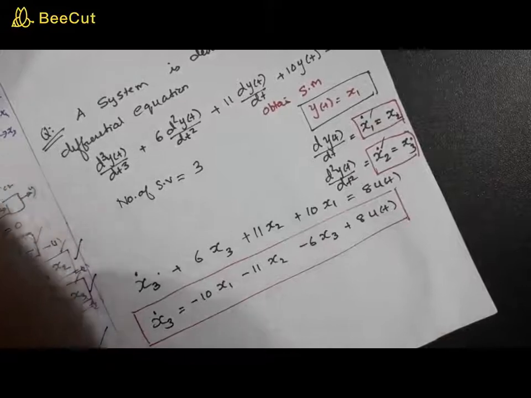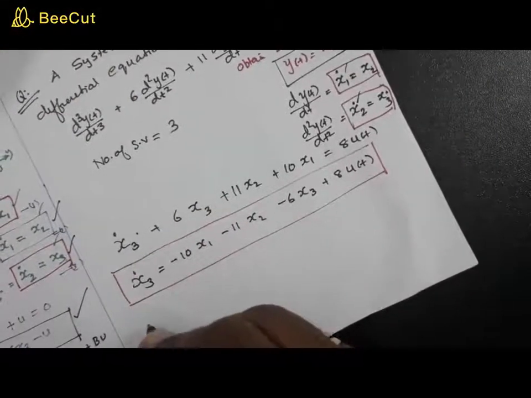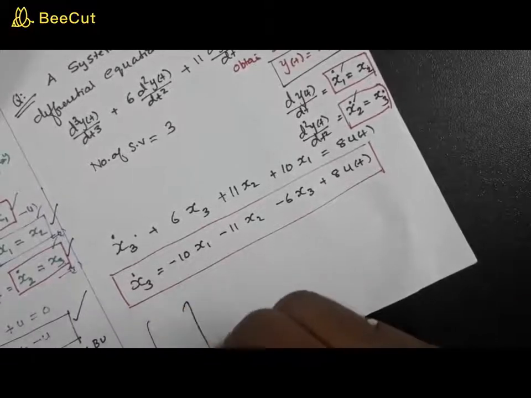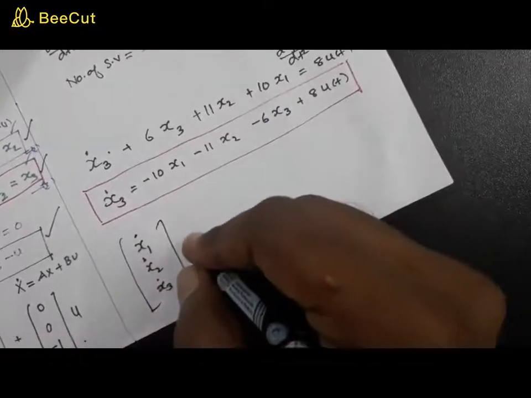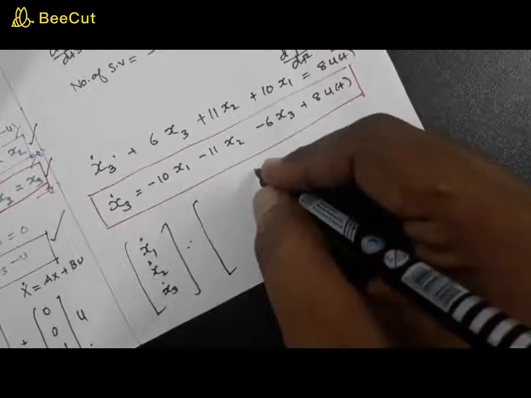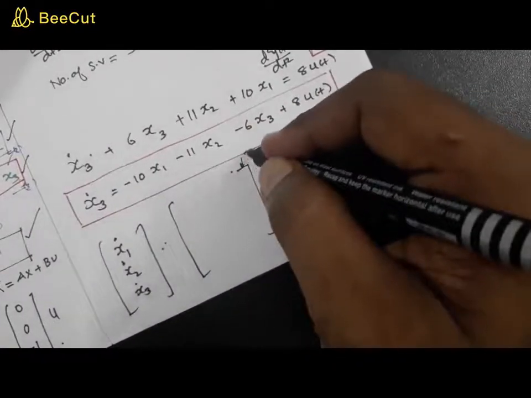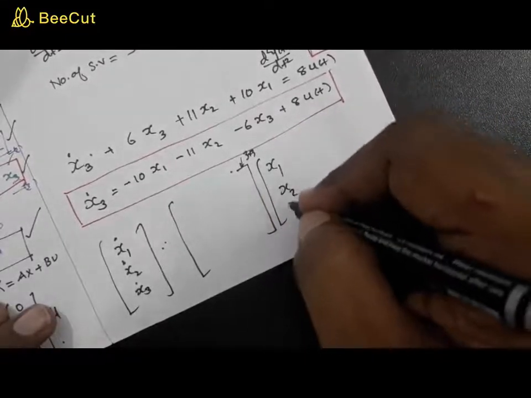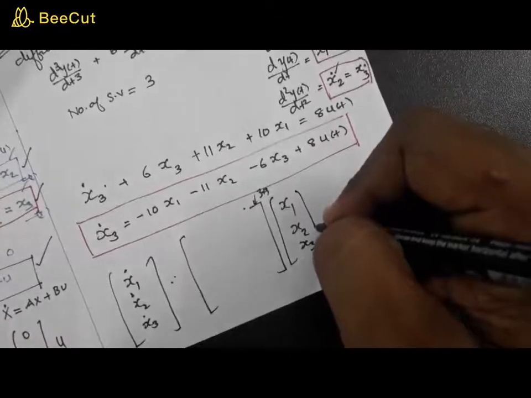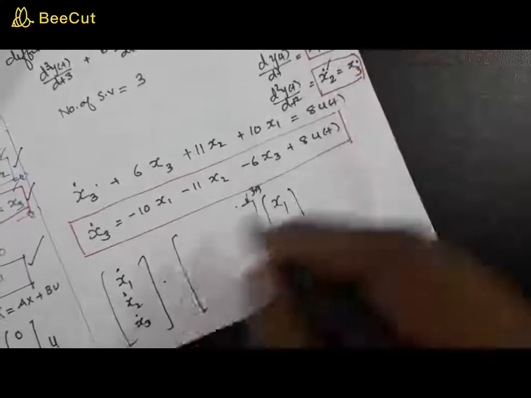Okay, now how to write the state equation? You can simply write the state equation. So it will start with x1 dot, x2 dot and x3 dot, which is equal to, you have three state variables. That means this matrix will be a 3 into 3 matrix with three variables, that is x1, x2 and x3. Okay, now you can make use of these equations to fill up this matrix.